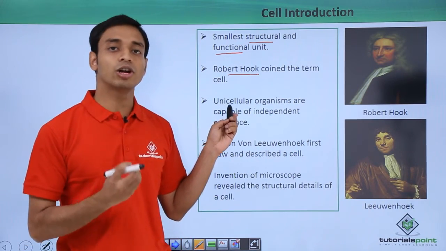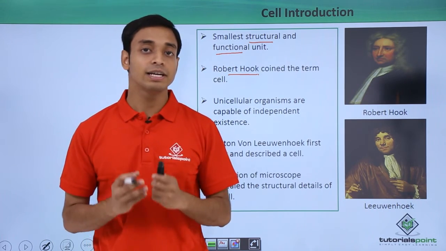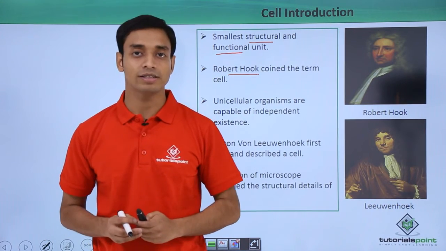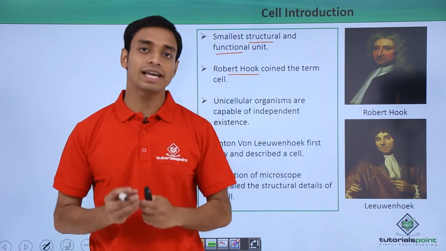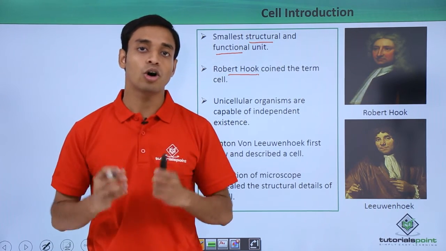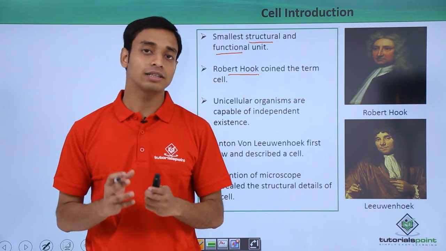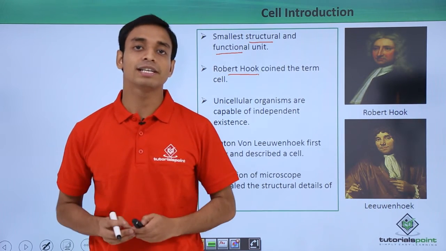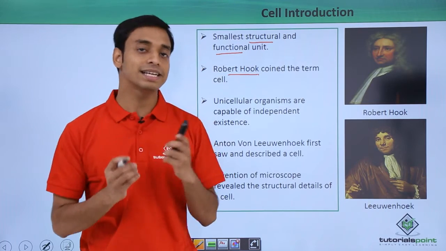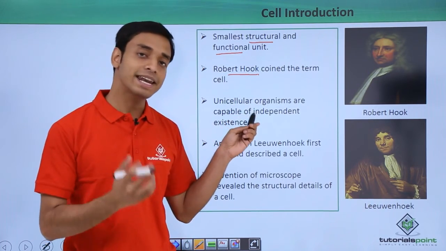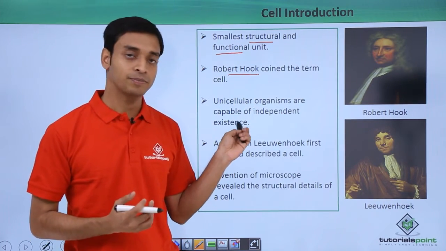Unicellular organisms can very interestingly be referred to as a particular organism. That means a particular cell can act as a whole organism. So it can perform complex functions like those of other multicellular organisms. So a single cell, that is a unicellular organism, can exist independently.